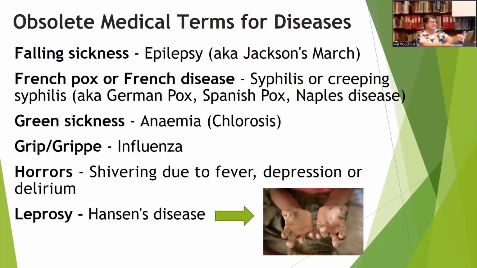So green sickness is anemia. You might also see the word sclerosis, or grip is influenza, and in fact that is the French term. La grippe is French influenza. Leprosy, well, that is actually Hansen's disease, and I've got a picture here of a patient with Hansen's disease, and of course leprosy is still around, you know, particularly in places like India.